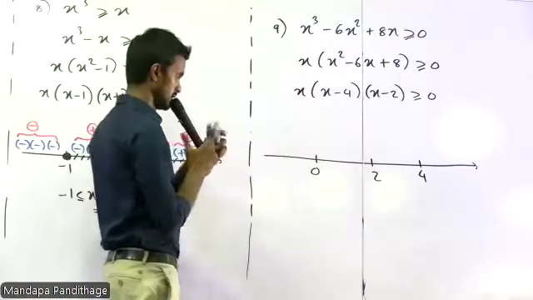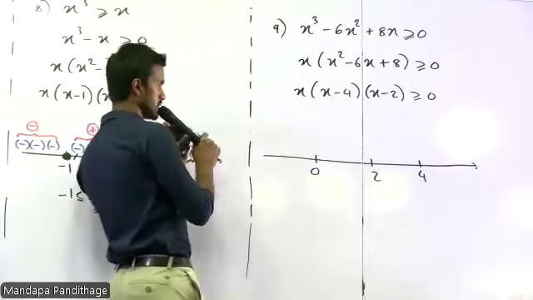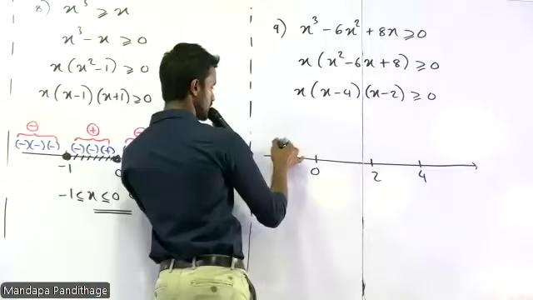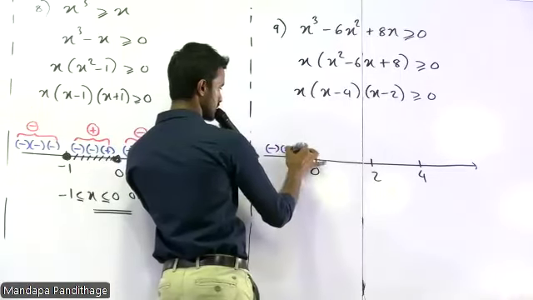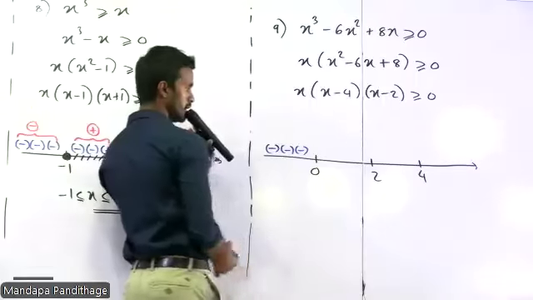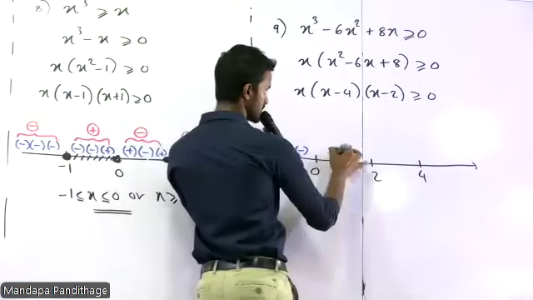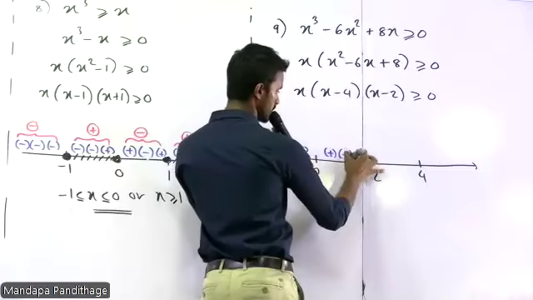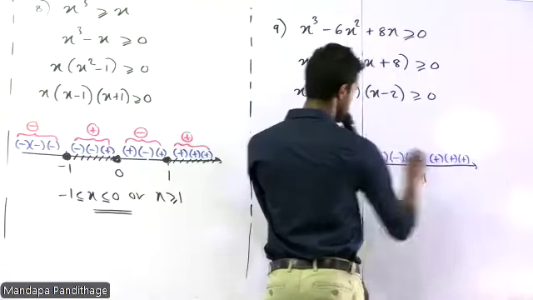And then take any value from the region. If you take minus 1, this is minus, and even this is minus. If you take plus 1, this becomes plus, but still the remaining two are minus. And if you take 3, this is plus, this is still minus, and this is now plus. Any value after 4, all three are plus.